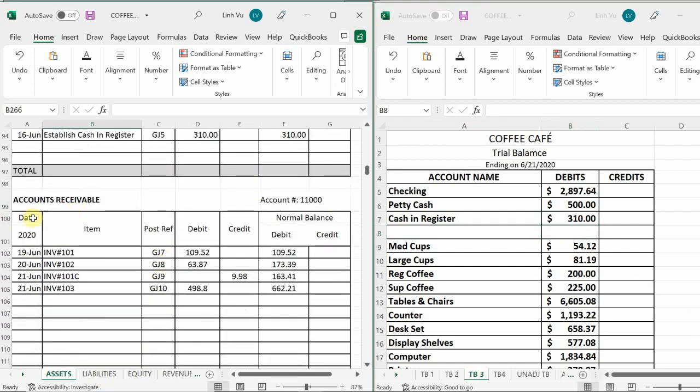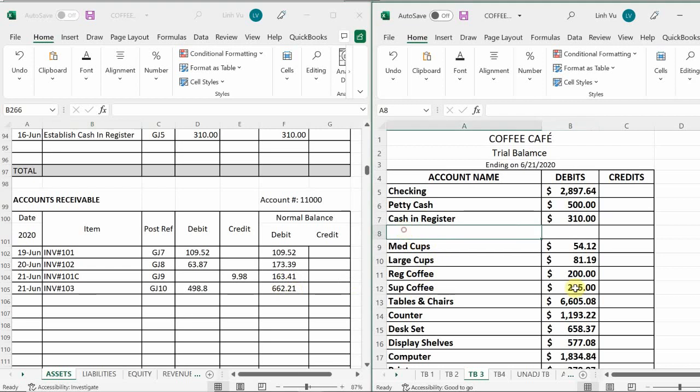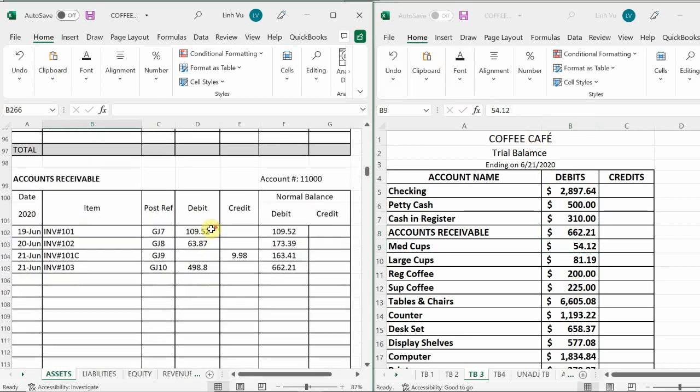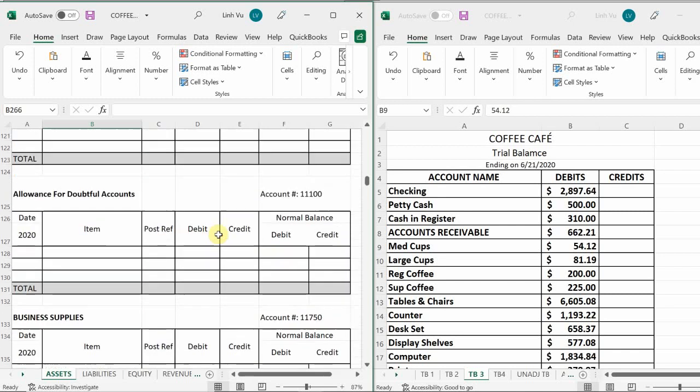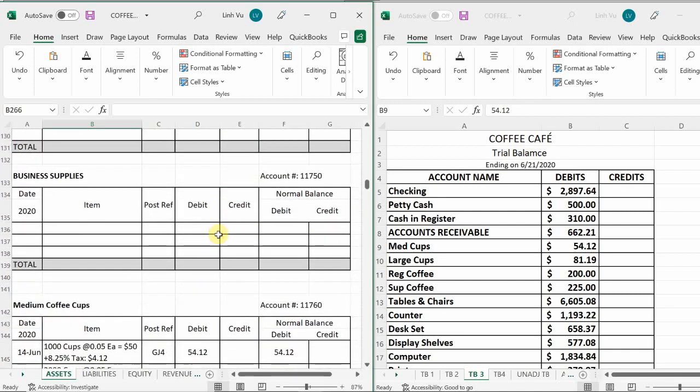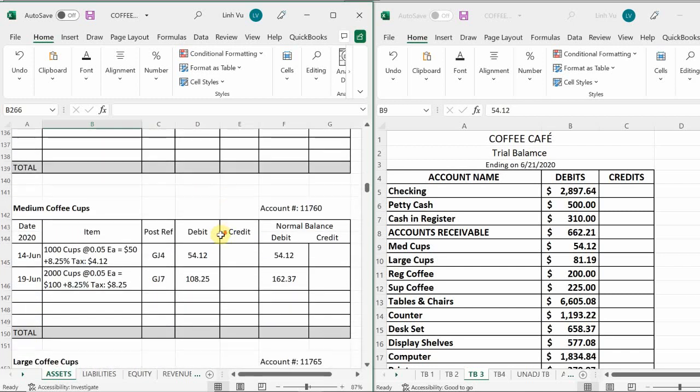Next is accounts receivable. Do I have an account receivable? Yes. How much? How do we count it? Right now, 662.21 is correct. How do I read this? This is my account balance. The last number that you see on there is your account balance. Okay, good. Let's see. Accumulated depreciation, nothing there. Business supplies, nothing there.